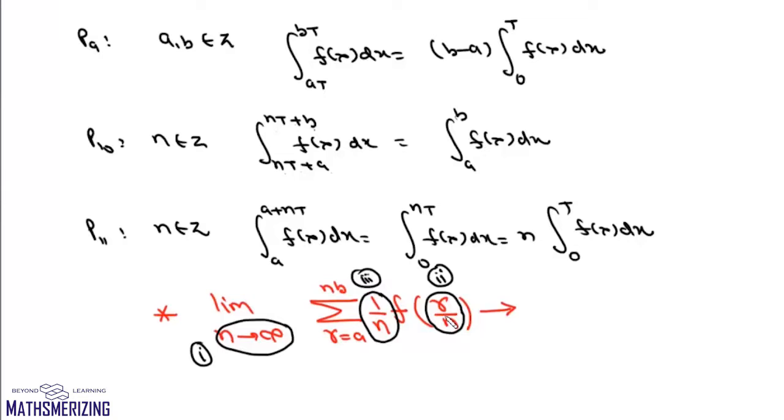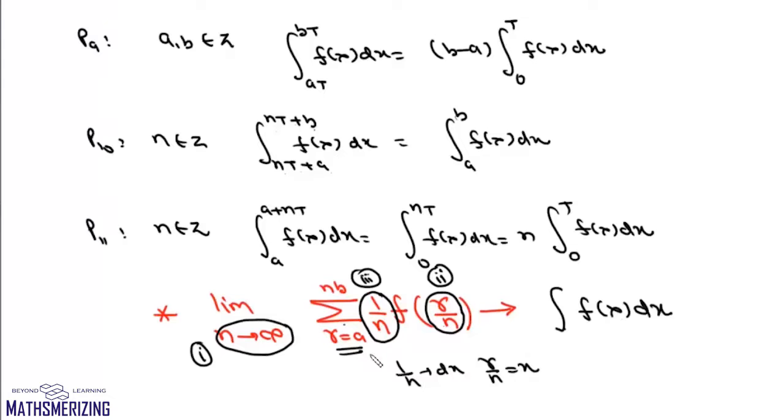So if these 3 conditions are satisfied, then we can write this summation as this integral. We can write 1 by n as dx, and we can write r by n as x. So it will be this integral f(x) dx. So summation changes into integral. r by n is x, so it will be f(x), and 1 by n is dx. And then we need to put in the limits.